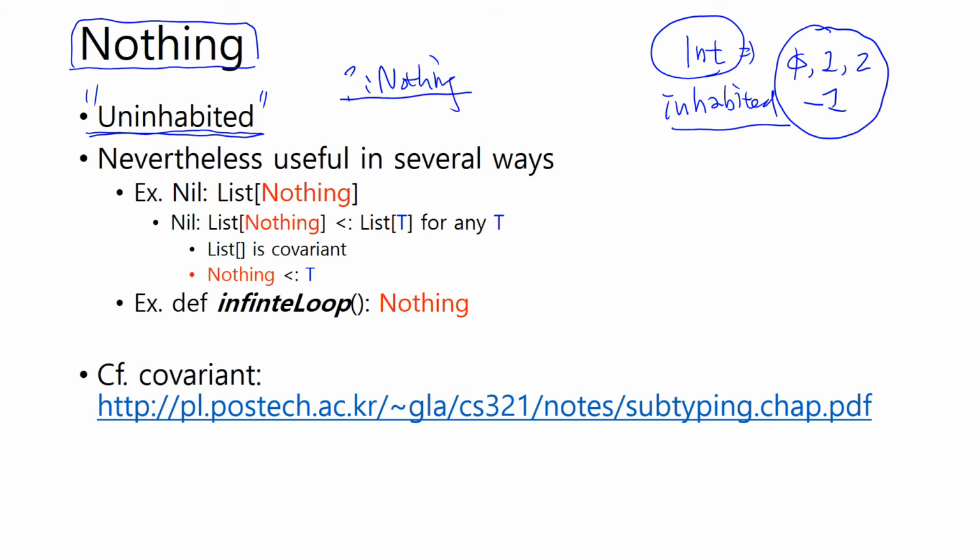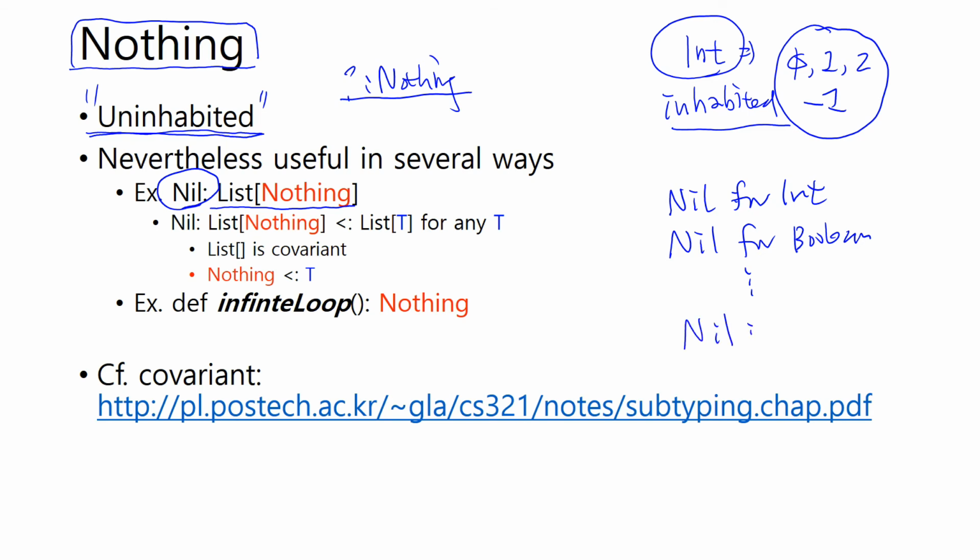Nevertheless, nothing is useful in practice. For example, in Scala, nil, which represents an empty list, has a type List[Nothing]. In Scala, you don't have nil for int list or nil for boolean, and so on. You just have a single nil of type List[Nothing].